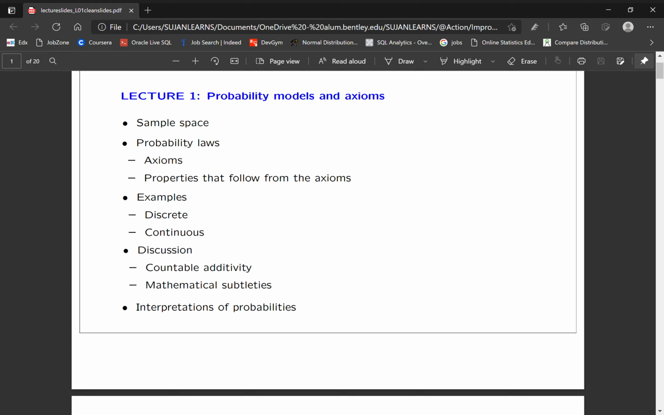Just to give you some background, a probabilistic model is a quantitative description of a situation or a phenomenon or experiment whose outcome is uncertain. To create a model, two steps are required: first, a sample space, which describes the possible outcomes of the experiment. And secondly, probability laws, which specify the law we are applying so that we can assign probability to the outcome. And we also discuss axioms and properties that follow from these axioms.